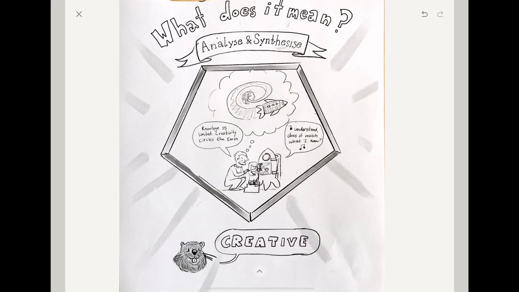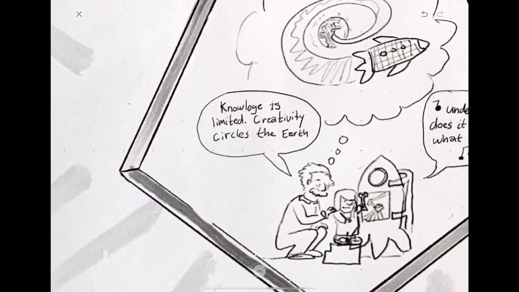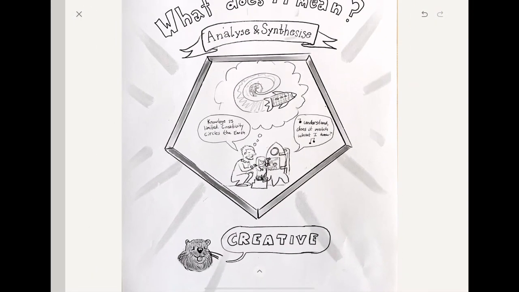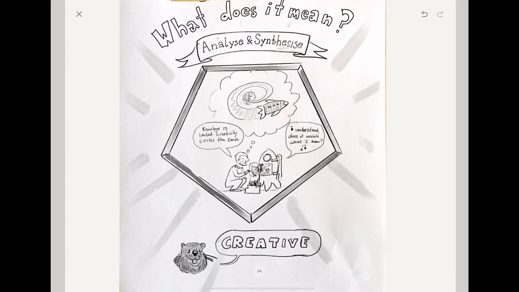It also involves the synthesis, putting all the bits together into the whole and seeing the big picture of what it means. And as Einstein said, knowledge is limited, but creativity circles the earth. And he used a lot of creative processes, which wasn't just out of the blue ideas, but also building on a knowledge base and synthesizing things and letting that creativity emerge from that.